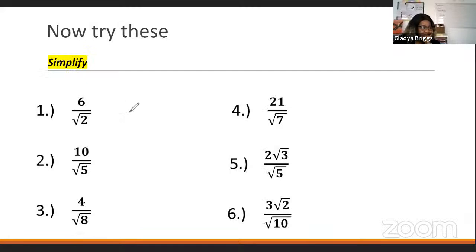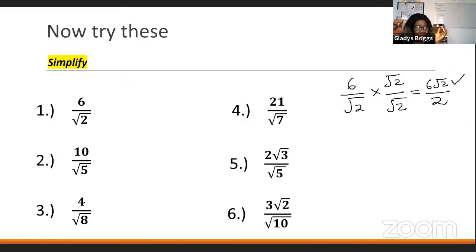Okay, right. So let's continue with the lesson then. So it was this one. Yeah, it's very straightforward. For that one, it is 6/√2 times √2 over √2, and you just multiply the top. You know that when you're multiplying fractions, you multiply the top numbers and you multiply the bottom numbers, yeah? So this would be 6√2 over 2. Now I've done this one for you. You can have a go at the rest, okay? Rationalize the denominator.